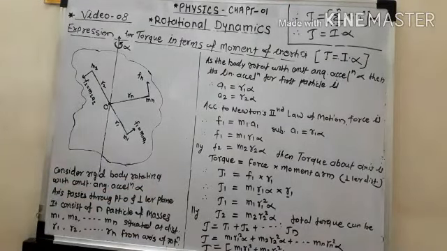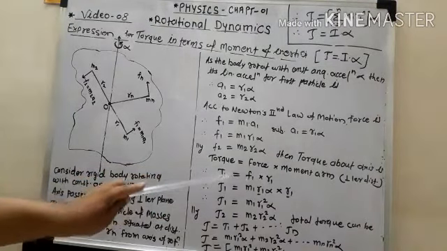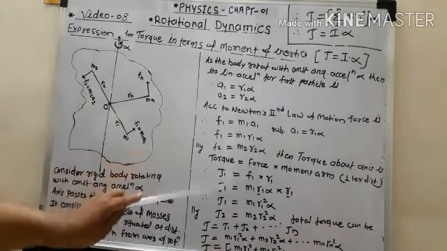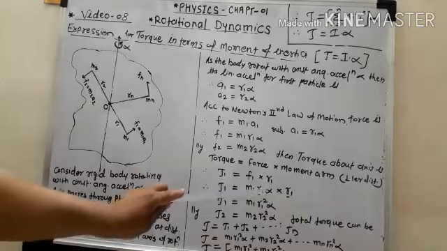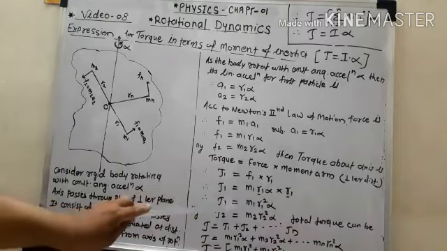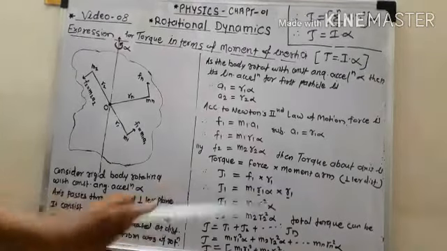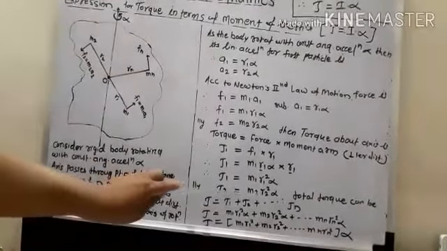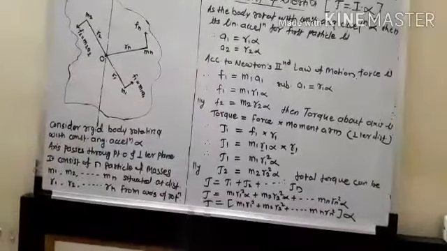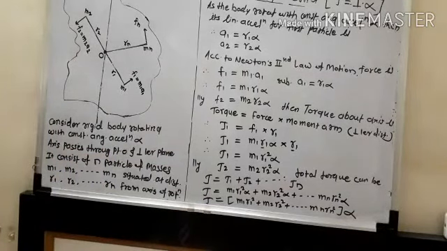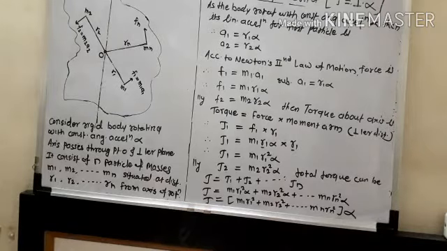Understand this? Please see again. Torque is nothing but the force into moment arm. τ1 is equal to F1 into R1. Instead of F1, we can substitute m1 R1 alpha. Therefore, τ1 is equal to m1 R1 alpha into R1. R1 into R1 is R1 square. Therefore, τ1 is equal to m1 R1 square alpha. Similarly, τ2 is equal to m2 R2 square alpha, and so on, τn is equal to mn Rn square alpha.